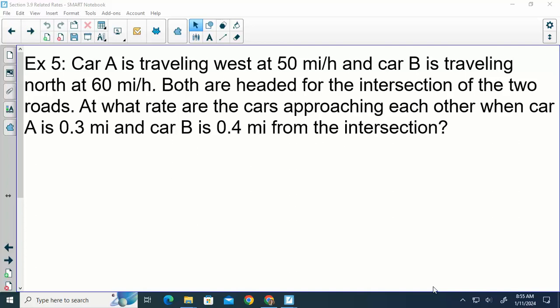Car A is traveling west at 50 miles per hour, and car B is traveling north at 60 miles per hour. What should I do? Draw a picture.